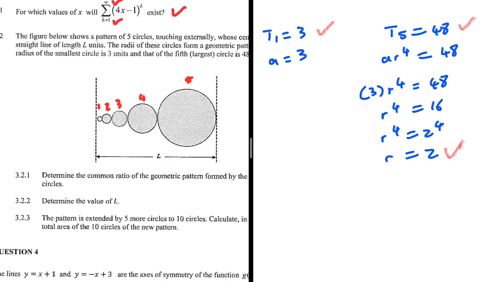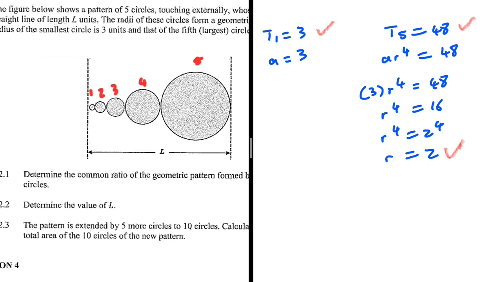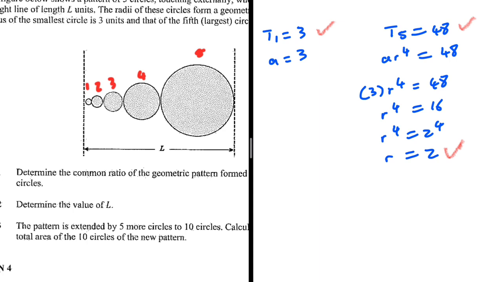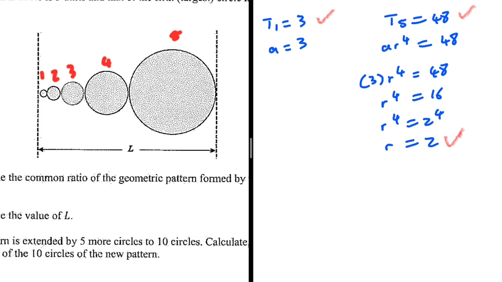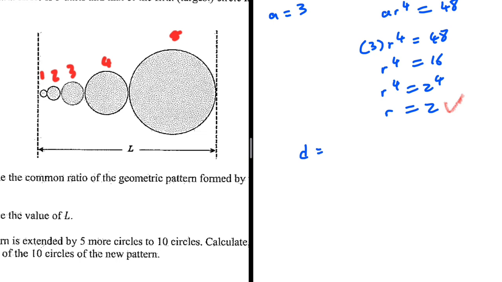3.2.1. And now 3.2.2, we want to determine the value of L. L is made up of the radii of the circles, right? But take a look at something. L will be the diameter of the first circle plus the diameter of the second circle plus the diameter of the third, and so on. The diameter is just equal to 2r. So we can calculate the sum of the radii of the 5 circles and multiply that by 2.